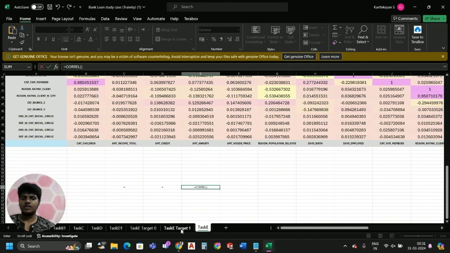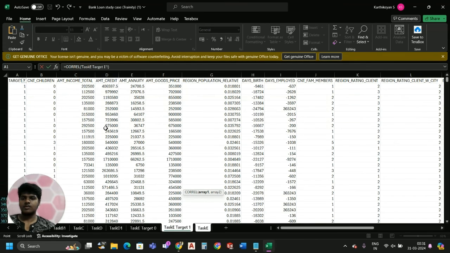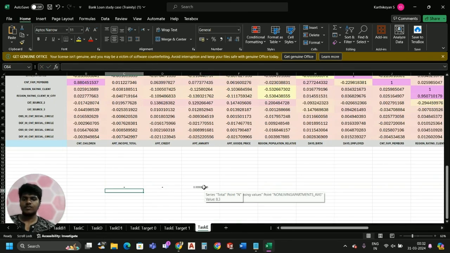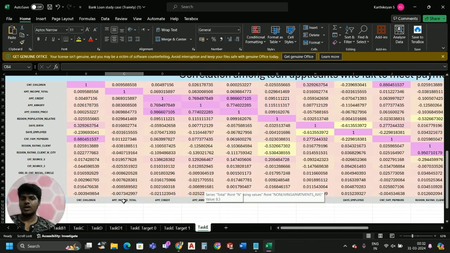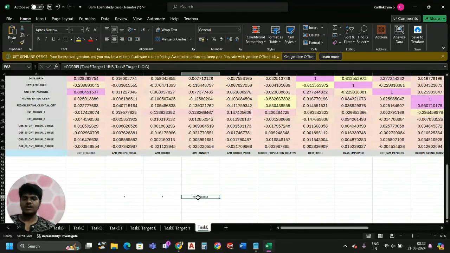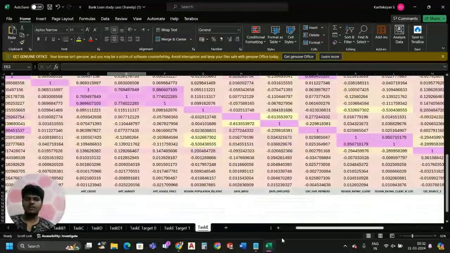And then when it comes to target 1, we need to select from which column we need to select, click on that and click on comma and then select the target variable and then press enter. So for number of children, the amount income total has been generated here. In the same way, we need to calculate all the other variables separately for target 0 and target 1.